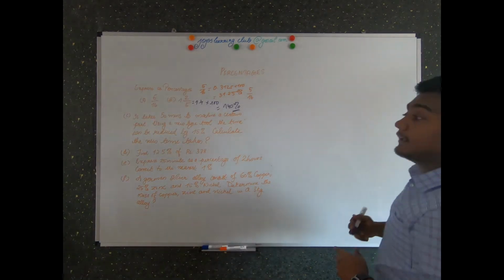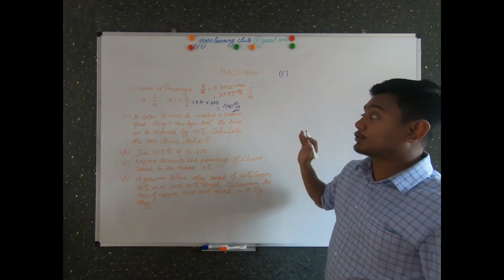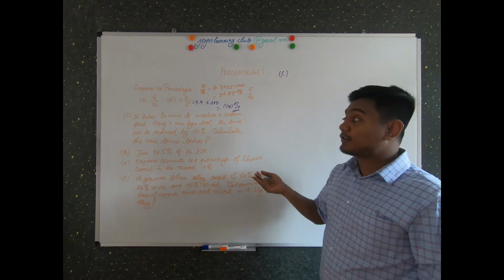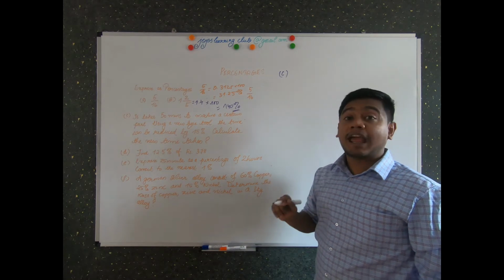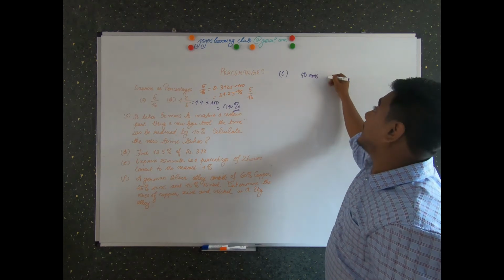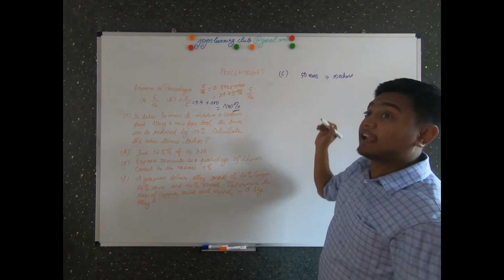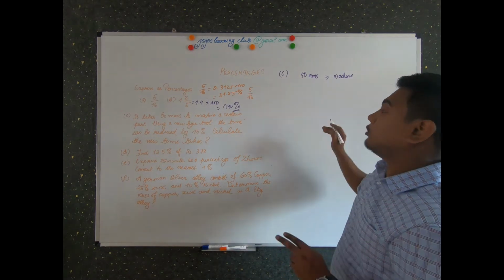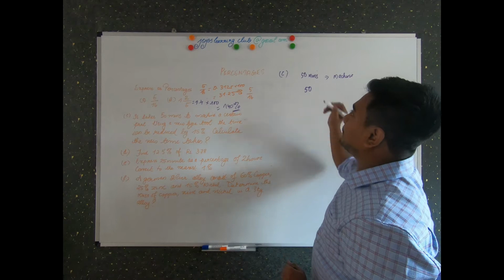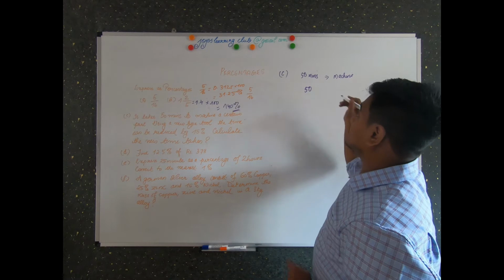Let's discuss the third problem. It takes 50 minutes for a machine to make a certain part. Using a new type of tool, we can reduce the time by 15%. Calculate the new time taken. So 50 minutes are required to make a part, and I have a new tool with which I can reduce the time by 15%. This problem you can solve by two methods.